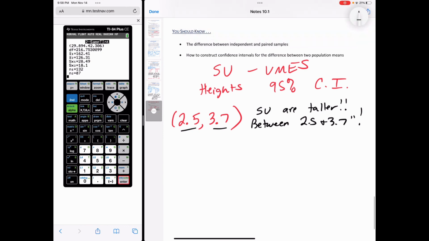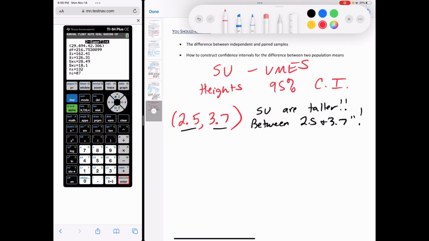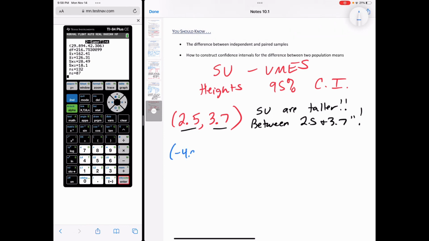Now, say that I got this. Say that I got negative 4.8 to negative 2.6. Okay, now look how I subtracted. I did SU minus UMES. To get this negative confidence interval, UMES has to be bigger, right? So here's what this means. UMES is taller. Okay, how much taller? Between 2.6 and 4.8 inches. Now I'm going to tell you, both of those I made up, and they're both probably unrealistic because I think the heights would be the same.